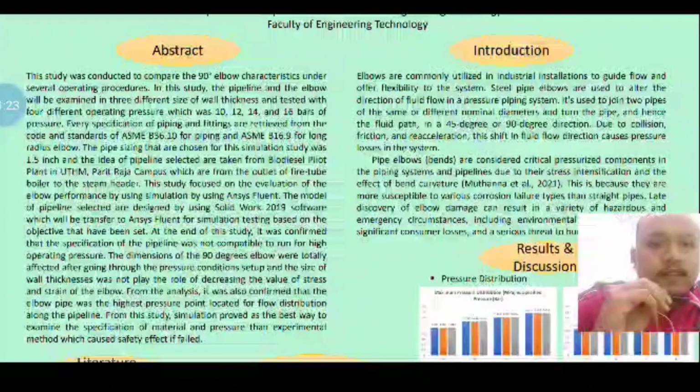From this analysis, it is confirmed that the elbow pipe was the highest pressure point located for flow distribution along the pipe. Besides, the simulation proved that it is the best way to examine the specification of material and pressure compared to the experimental method, which causes a safety effect if it fails.